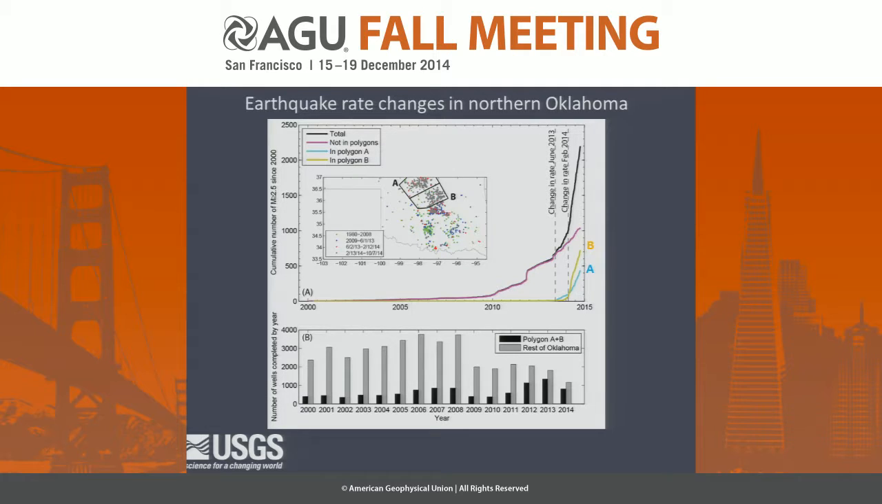So taken all together, these observations seem to suggest that there's a link between these seismicity increases we're seeing in Oklahoma and oil and gas production, either directly or through the associated wastewater disposal in these plays.